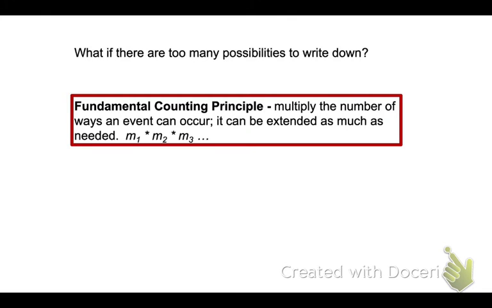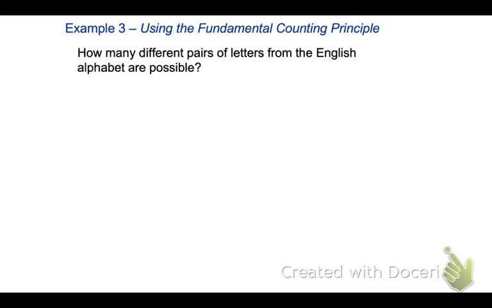I will tell you that until you get into more complex problems, that's usually the one you use most often. How many different pairs of letters of the English alphabet are possible? How many letters are in the alphabet? 26. Okay. Pairs. You don't know what a pair is? Okay, pairs are possible.